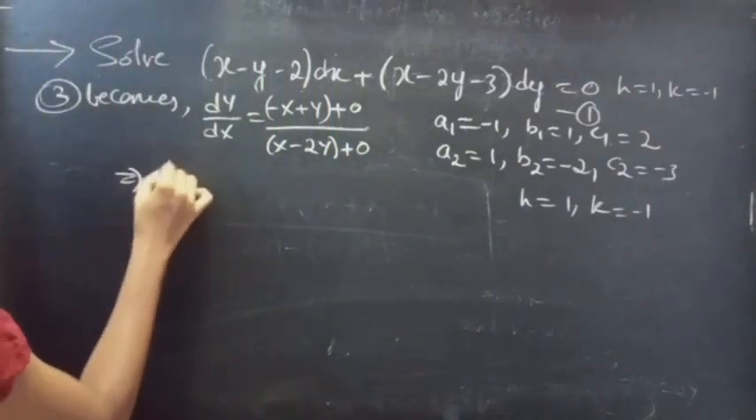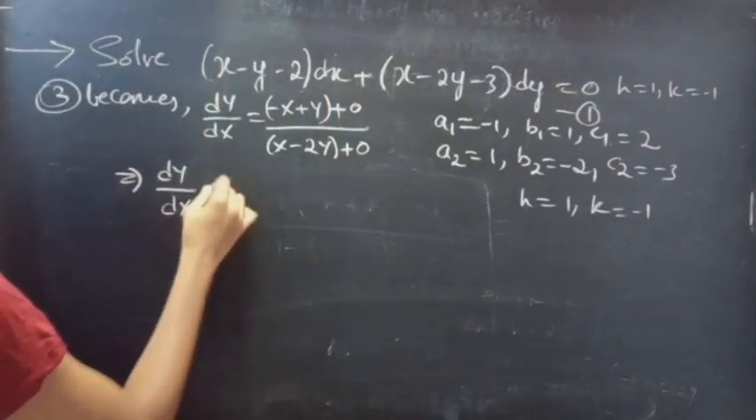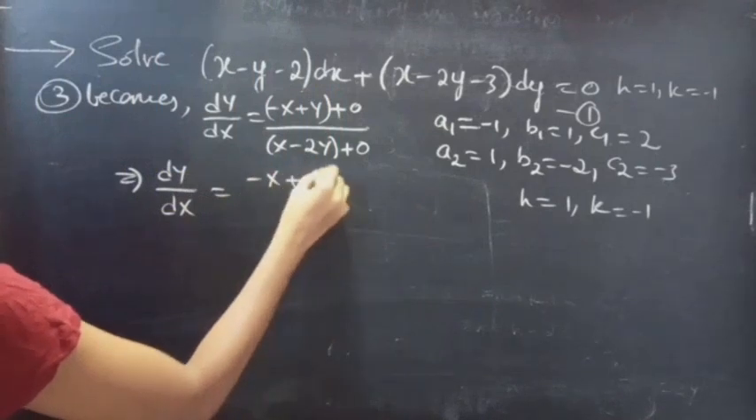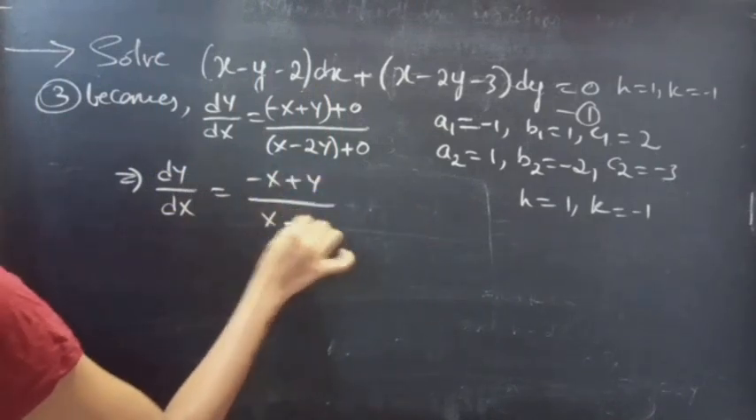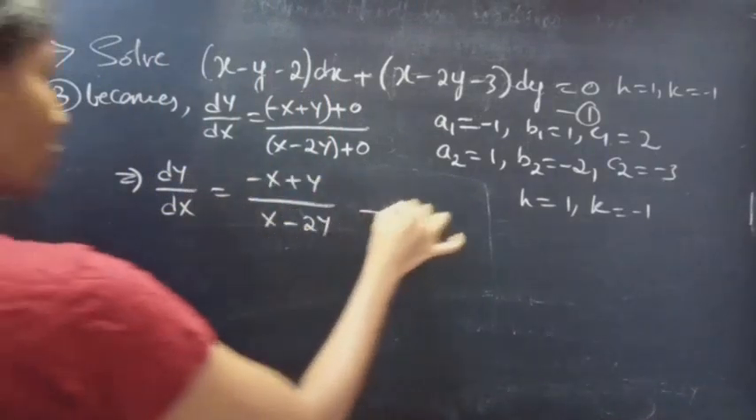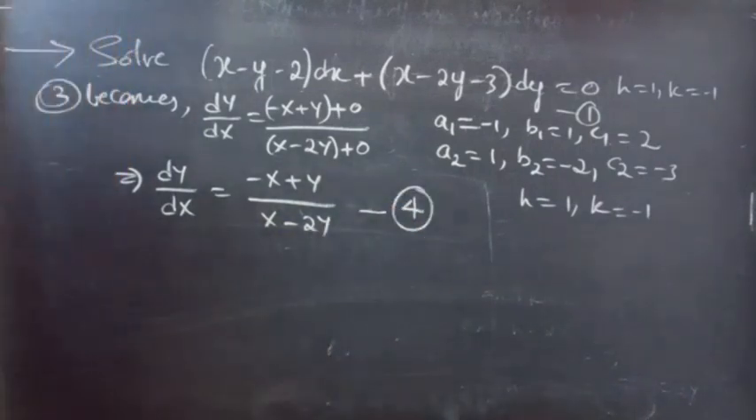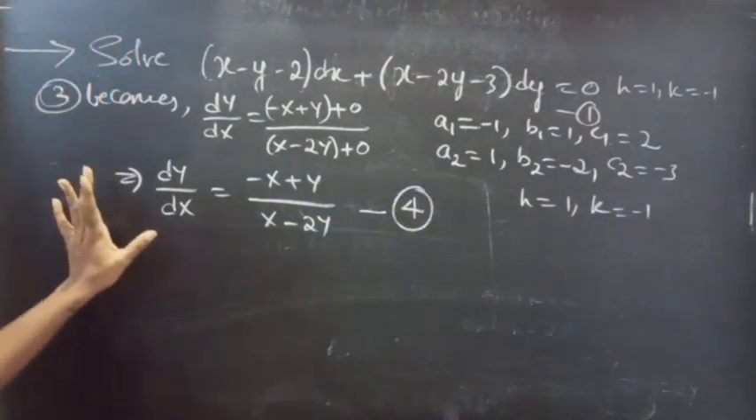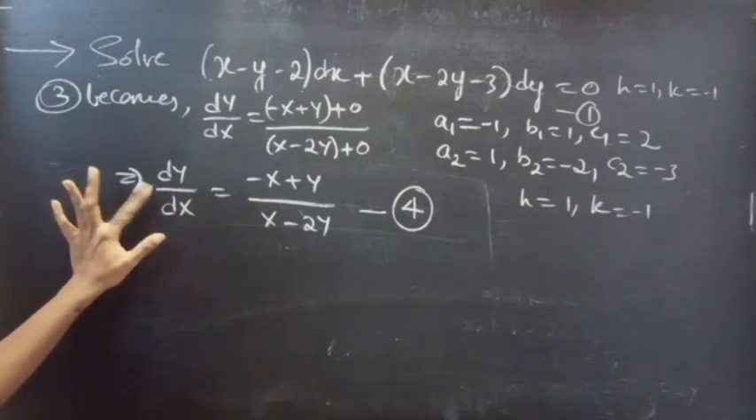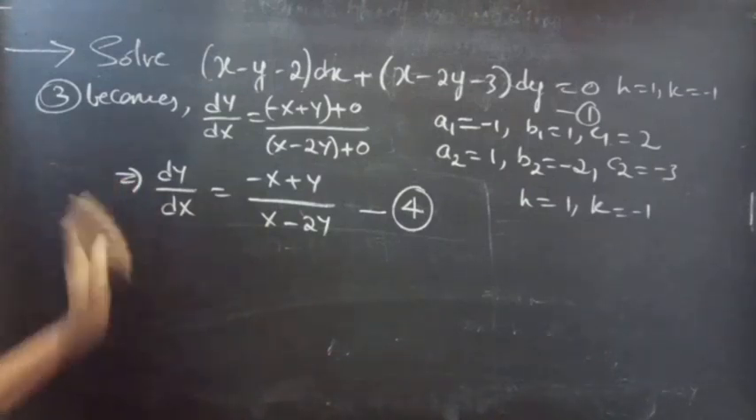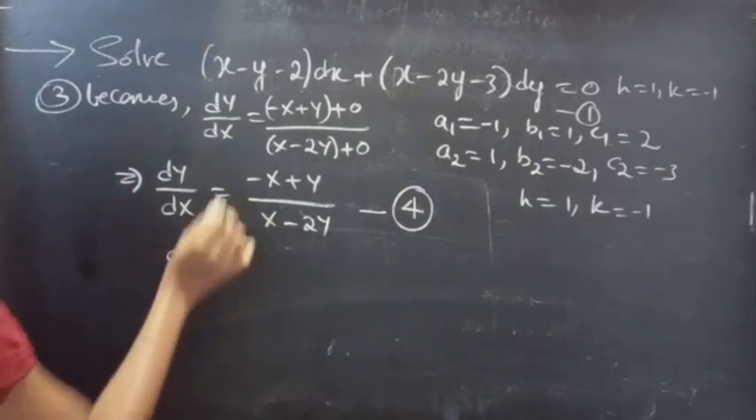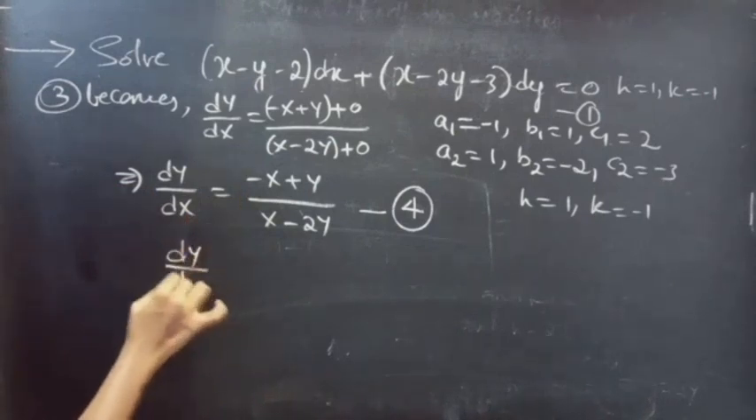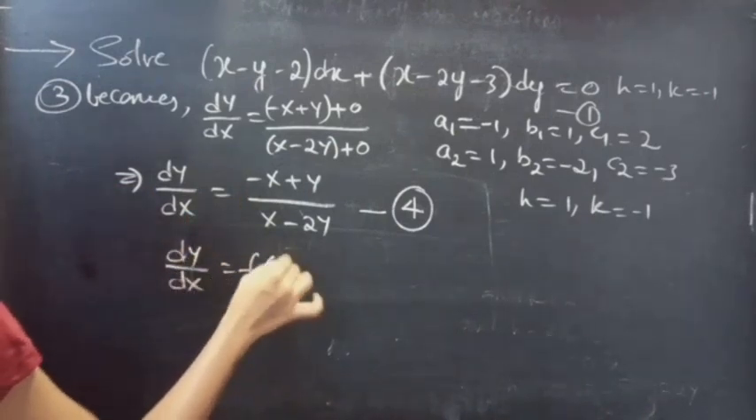Then dy by dx equals minus x plus y by x minus 2y. Consider it as equation number 4. Now we'll check whether this equation is homogeneous or not. So this is of the form dy by dx equals function of x, y, right?